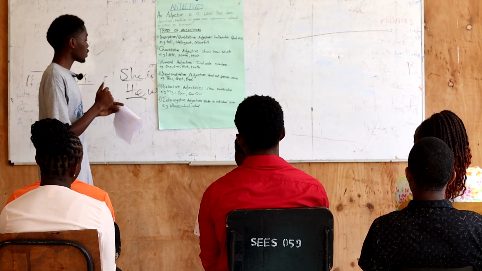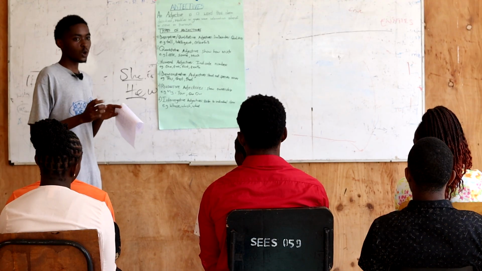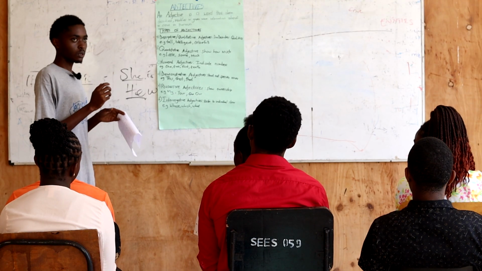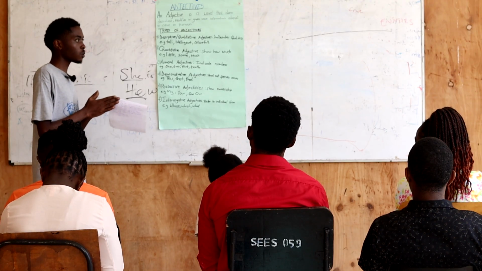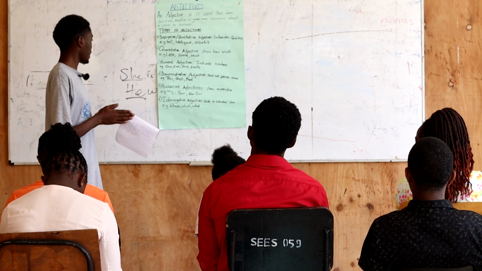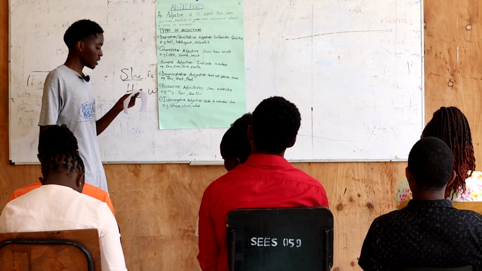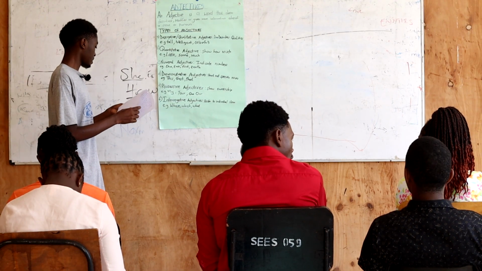When we go to tallest, it is used to separate three or more. Let's say when you have a group of three or more, that's when you use tallest. Then we have irregular comparison, e.g., good, better, best.